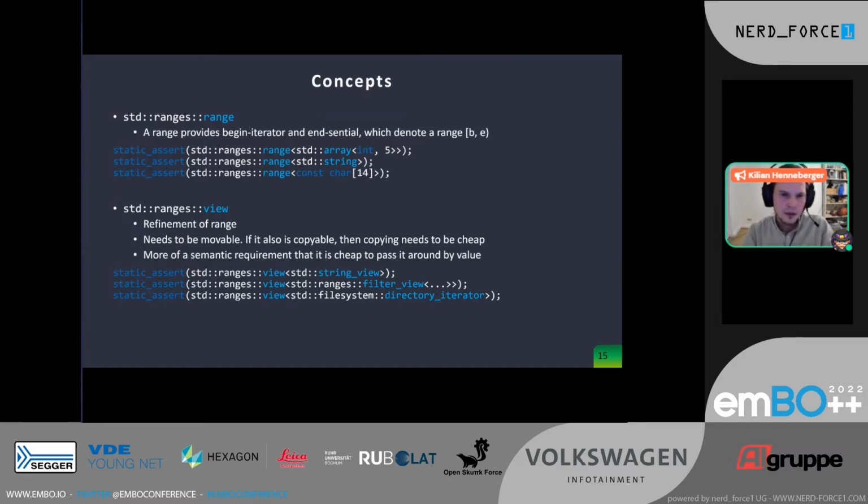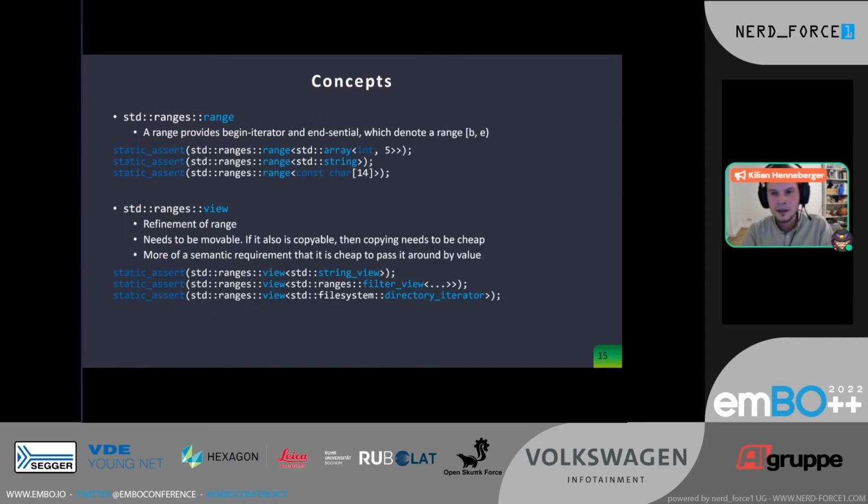And you don't necessarily need to be copyable, but if you're copyable, then this should also be cheap. You would be fine to take a view by value if you have a function. No one would complain in the code review if you take a view by const ref or by ref or by value. It's fine. So it's cheap to pass around by value.